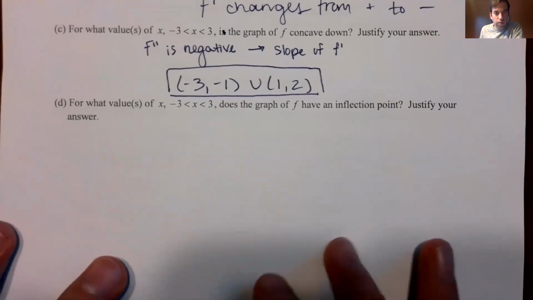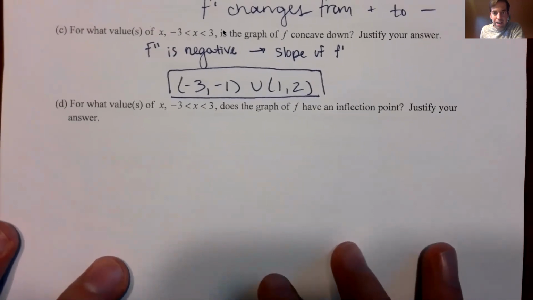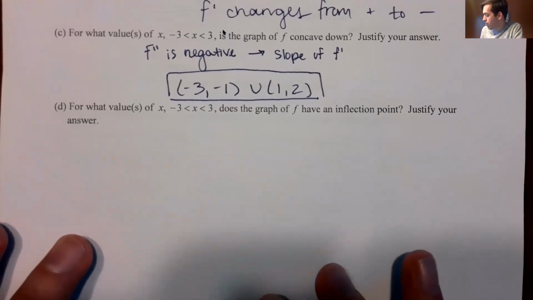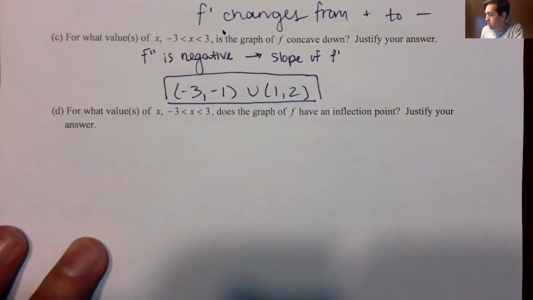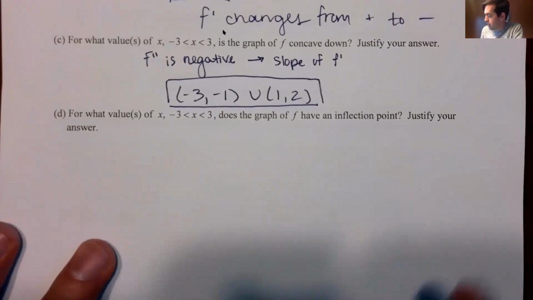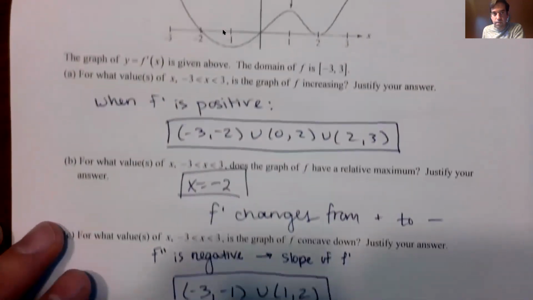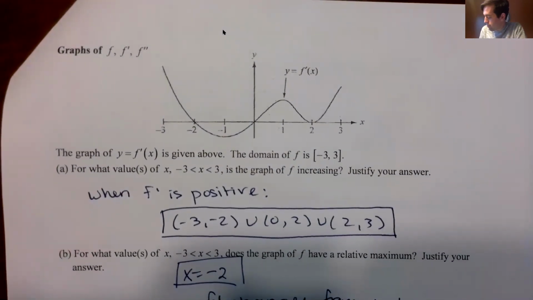Letter D, for what values of x does the graph of f have an inflection point? So remember, an inflection point is when the second derivative is 0 and the second derivative changes sign. So let's check that. So look back up at this graph.